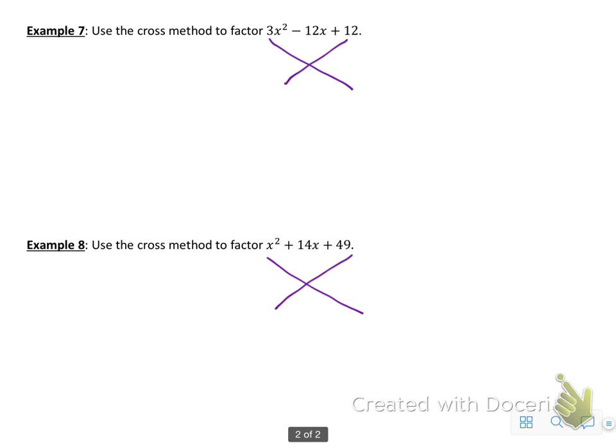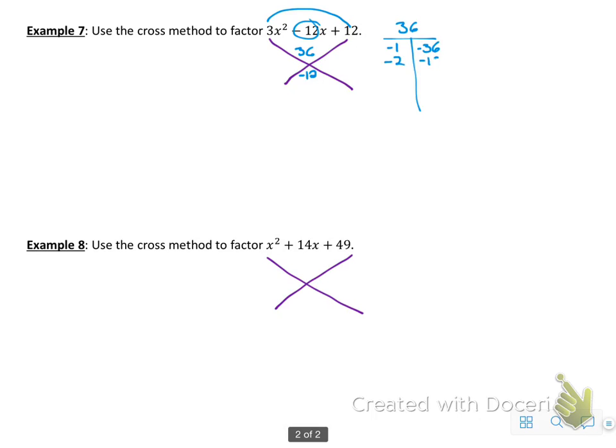So we start by multiplying a and c. We put it here. That is 36. Then you put the negative 12 down here. Factors of 36 that add to negative 12. Well, that means that we're going to have two negatives. So we have negative 1, negative 36, not negative 12.